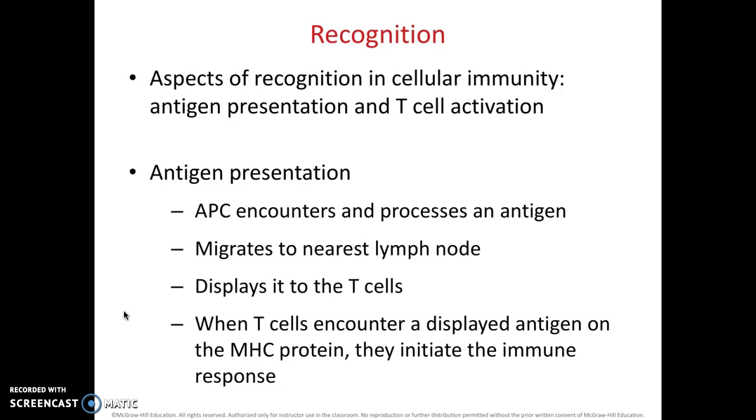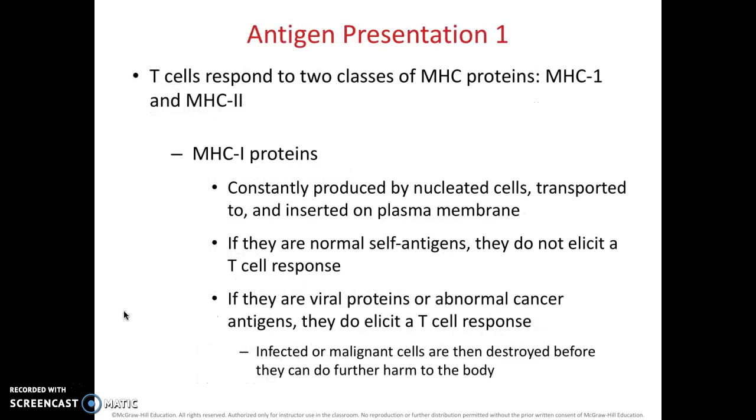So antigen presentation is what occurs when the antigen presenting cell encounters and processes an antigen, then migrates to the nearest lymph node, and displays it to the T cells. When the T cells encounter this displayed antigen on that MHC, or major histocompatibility complex protein, they then initiate the immune response. T cells are able to respond to two different classes of major histocompatibility proteins, MHC1 and MHC2.